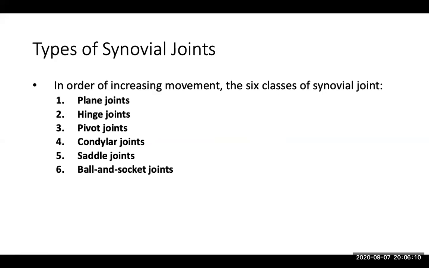Then we get to types of synovial joints. They are all seen here in order of increasing movement. These are the 6 classes. So plane joints do not move much. Ball and socket joints move the most.